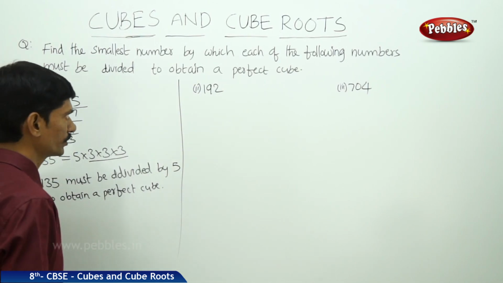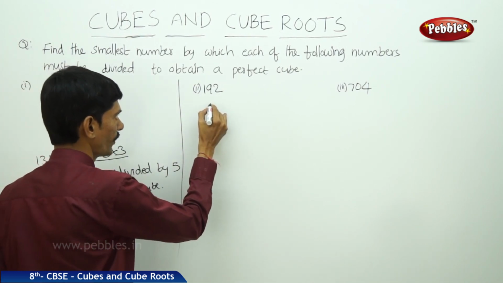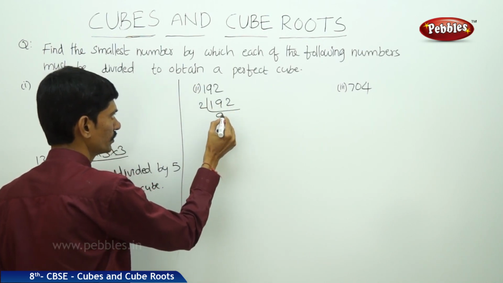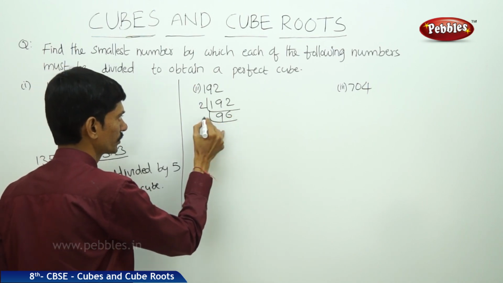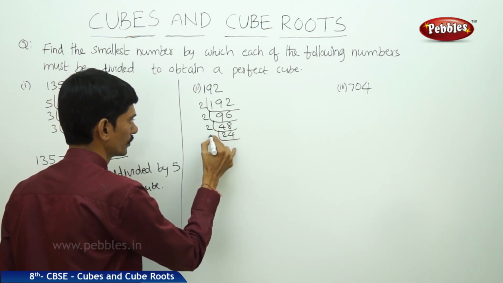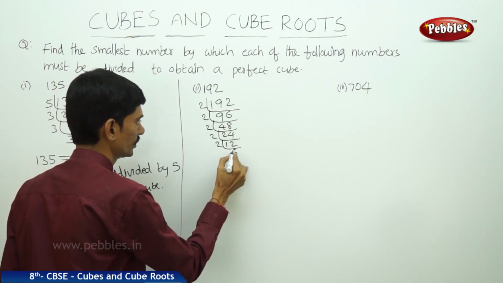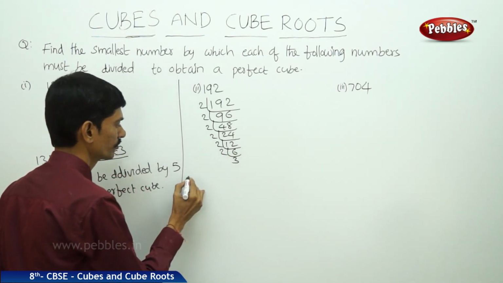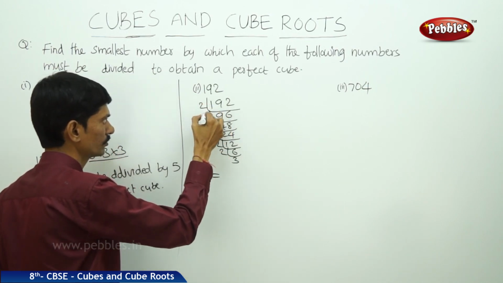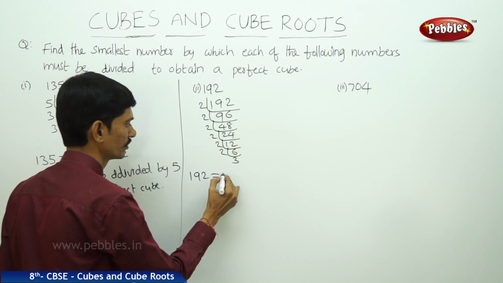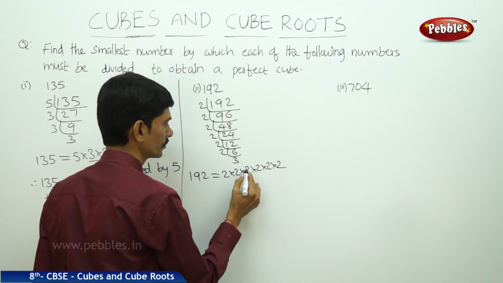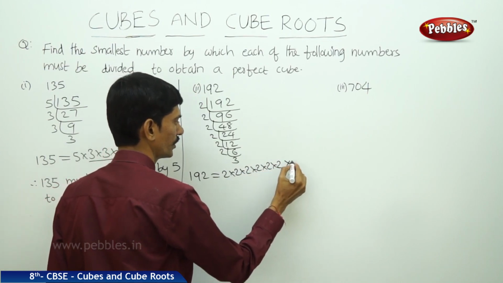Next, take the second question, 192. We will factorize 192. Two 9s are 18, two 6s are 12. Next, two 48s are 96, two 24s, two 12s are, two 6s, two 3s are. Now we will write that 192 equals, how many 2s are there? 1, 2, 3, 4, 5, 6. 2 into 2 into 2 into 2 into 2 into 2, six 2s, and into 3.